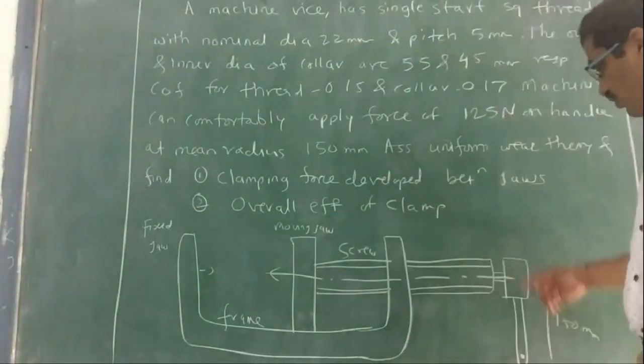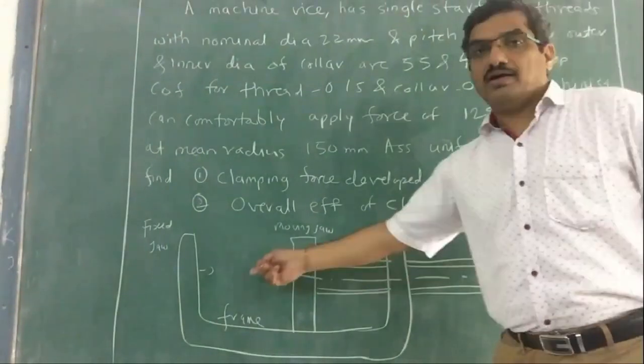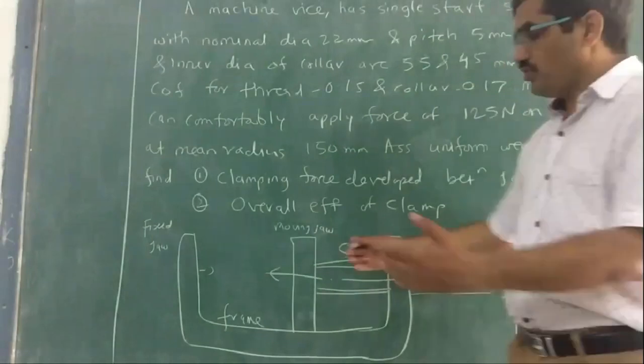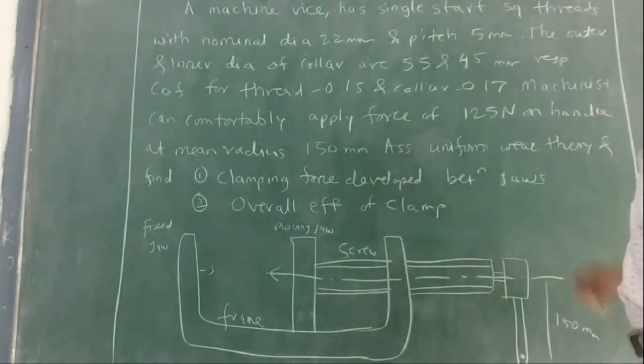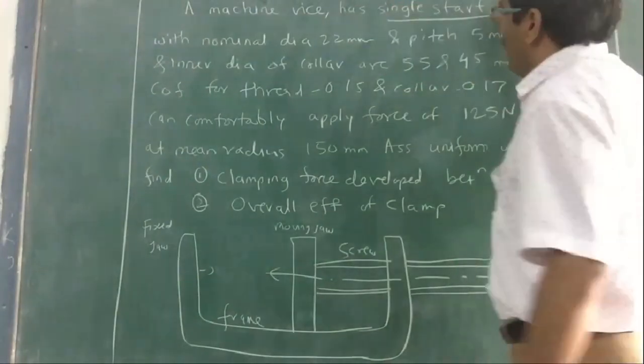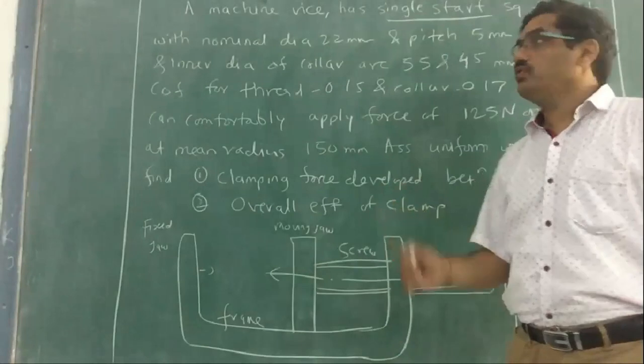Okay, so with the rotation of the handle, you can move the screw, and accordingly you can hold the object. That is the concept. So we have a machine vise which has a single start thread. So we know that L is equal to P. When we say single start, that means lead L is equal to pitch.